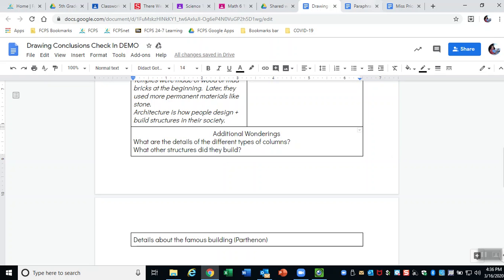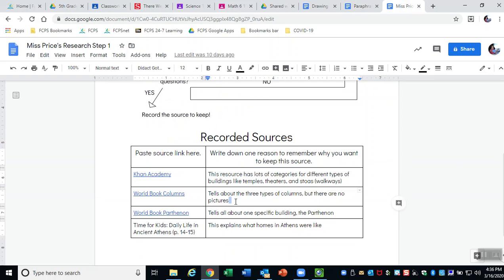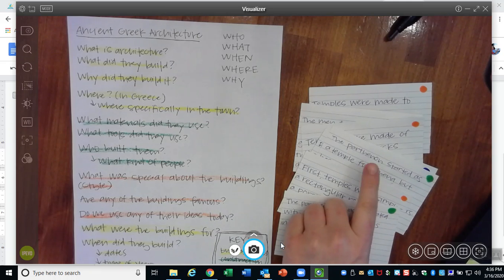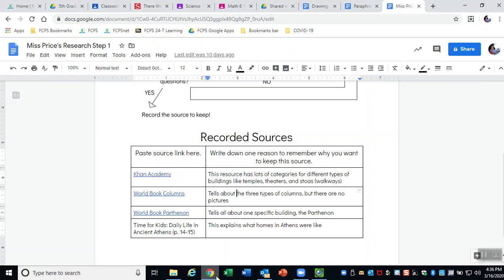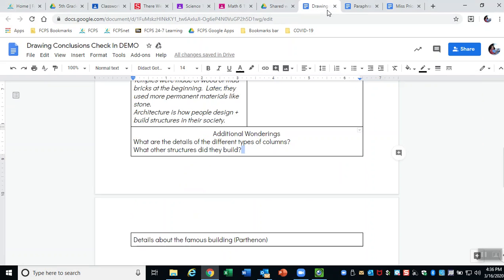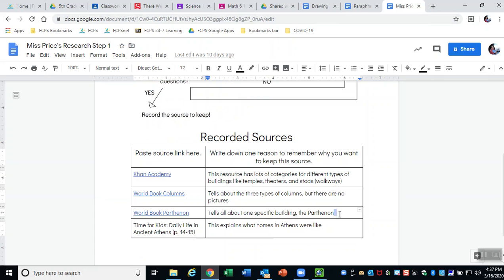So I have an article for that. I'm also wondering about the details of the different types of columns, and I have a whole article about this that I haven't even started taking notes on yet. So I can read this and take my color-coded notes on my note cards like I have here. And I was also wondering about details of the famous building, the Parthenon, and I have another article about this. So I can dig back into the articles that I already found.